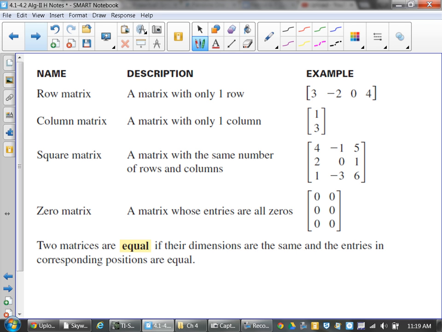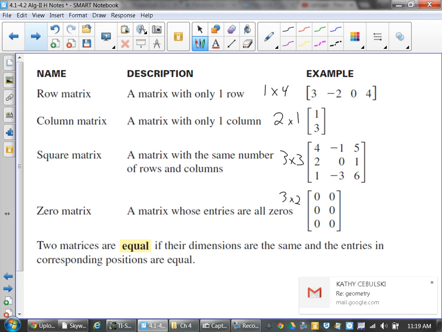Real fast, we're looking at that row one. Since there's only one row, this would be called a 1 by 4 for the dimensions. This is a 2 by 1. This is a 3 by 3. This is a 3 by 2, and so on. Just want to show you guys what a little bit of those look like. Rows, columns. So, 3 rows, 2 columns.